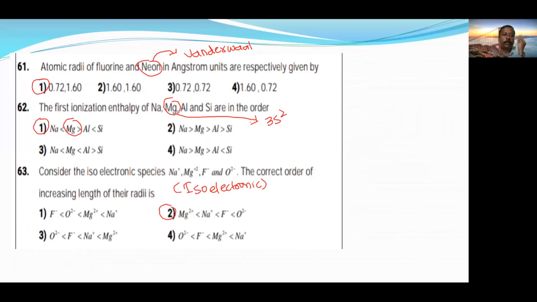Okay, next one, atomic radii. This is a previous examination question. When people come out from the examination hall, they ask, sir, how to remember so many radii. Actually, this is not a question of remembering. This is only a comparison from the NCERT.